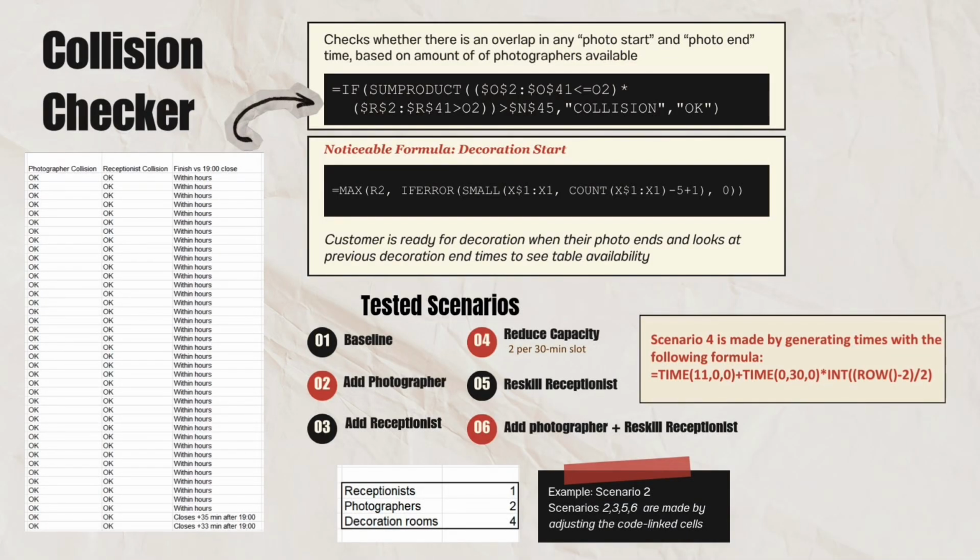For part 2 of the model, we tested 6 different scenarios. Firstly, the normal scenario with 1 photographer and 1 receptionist. For 2 and 3, we added 1 photographer and 1 receptionist respectively. Scenario 4 simulates a situation where appointments per slot are reduced from a maximum of 3 to 2. Scenario 5 tests a situation where we reskill a receptionist to be capable of doing photography. And Scenario 6 tests a combination of reskilling and adding 1 more photographer.